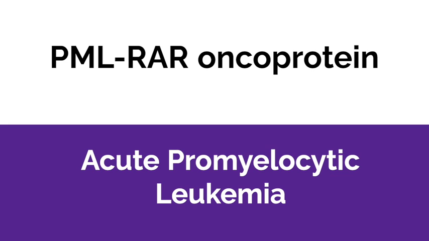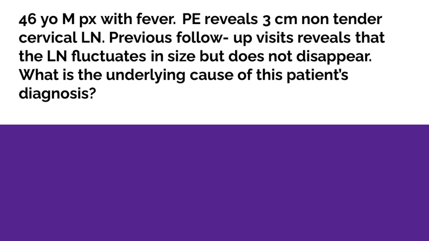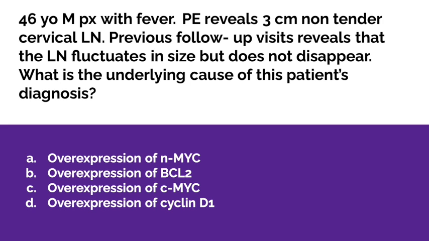A 46-year-old male presents with fever. The physical exam reveals a 3 cm non-tender cervical lymph node. Previous follow-up visits reveal that the lymph node fluctuates in size but does not disappear. What is the underlying cause of this patient's diagnosis? A. Overexpression of NMYC. B. Overexpression of BCL2. C. Overexpression of cMYC. Or D. Overexpression of cyclin D1.